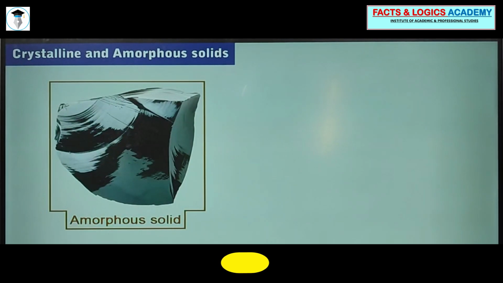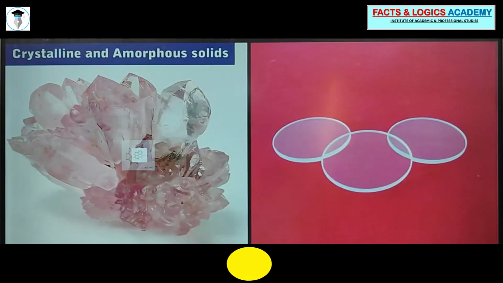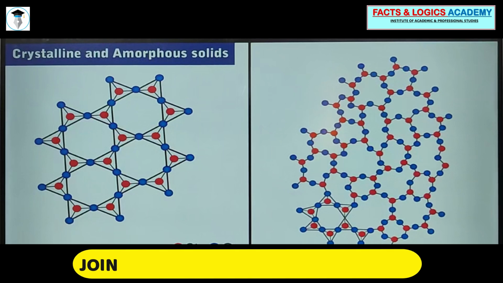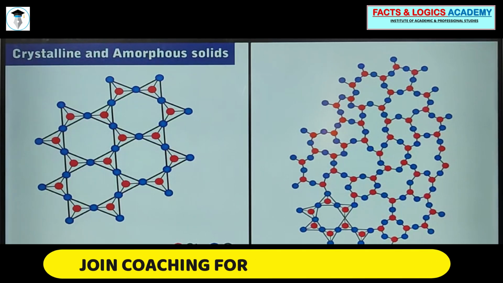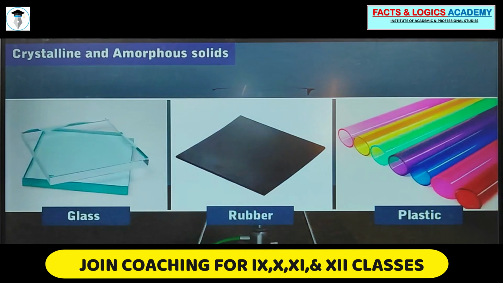The term amorphous has been derived from a Greek word, amorph, which means shapeless. An amorphous solid consists of a number of constituent particles arranged in a random manner. Thus, amorphous solids do not have any definite geometry. There is a short-range order, which means that there is an irregular arrangement of particles that repeats itself to a certain extent only. Glass, rubber, and plastics are examples of amorphous solids.